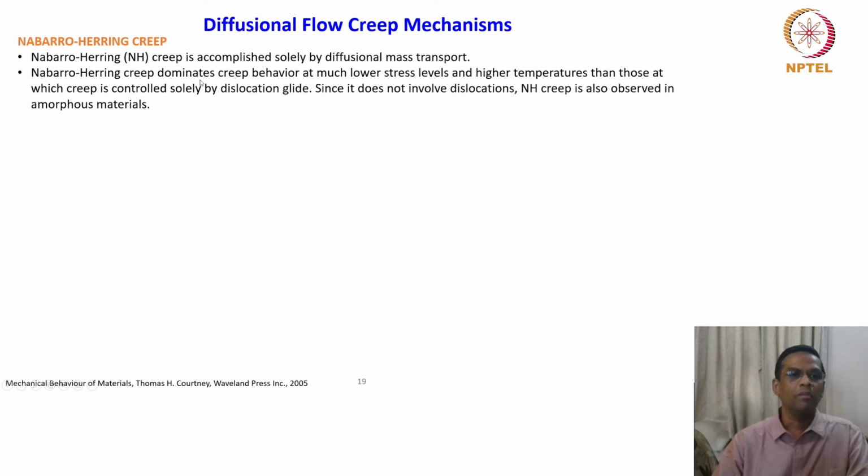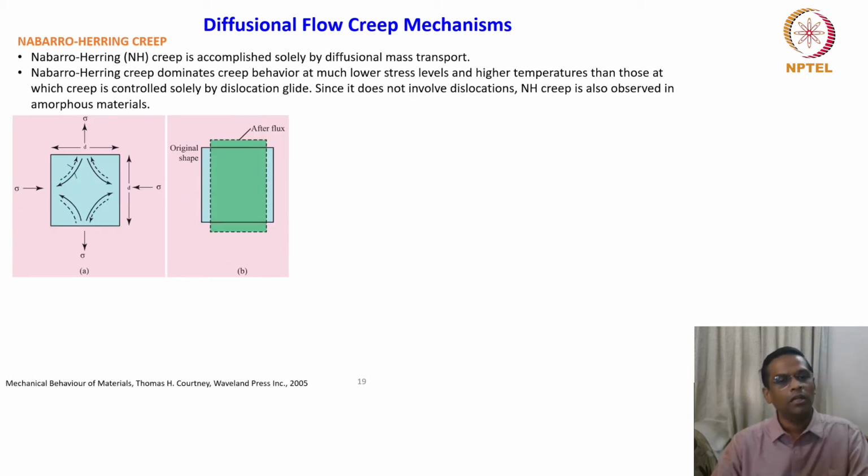And NH creep dominates creep behavior at much lower stress levels and higher temperatures than those at which creep is controlled solely by the dislocation glide. Since it does not involve dislocations, Nabarro Herring creep is also observed in amorphous materials. So this is one advantage. Since there is no dislocation activity, this kind of formulation can be applied to amorphous materials also. But we will now just look at the crystalline material context.